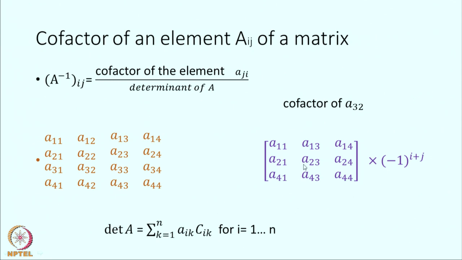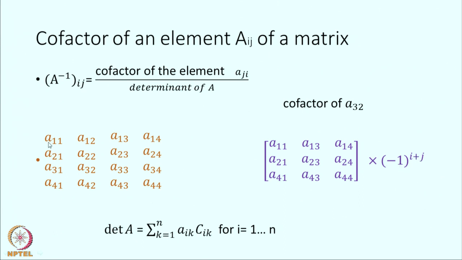This matrix will be one order less than A, because if A was a 4 by 4 matrix, the determinant corresponding to the cofactor will be a 3 by 3 matrix. So, the determinant of this matrix is multiplied by minus 1 to the power of i plus j. Here i was equal to 3 and j was equal to 2. What is the meaning of that? Whenever i plus j is odd, there will be a minus sign associated with the determinant, and whenever i plus j is even, there will be a plus sign.